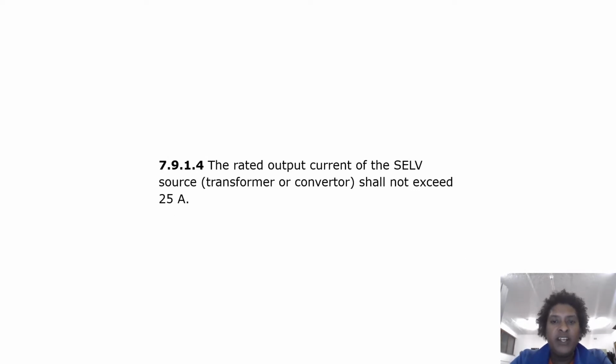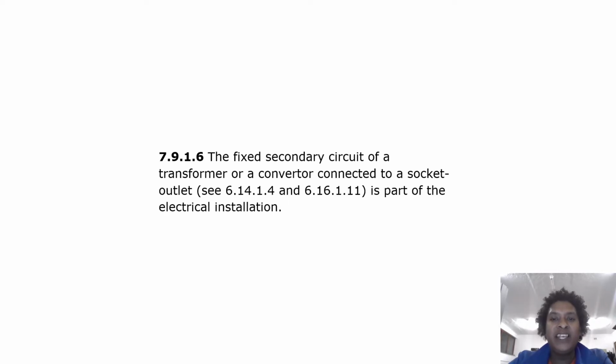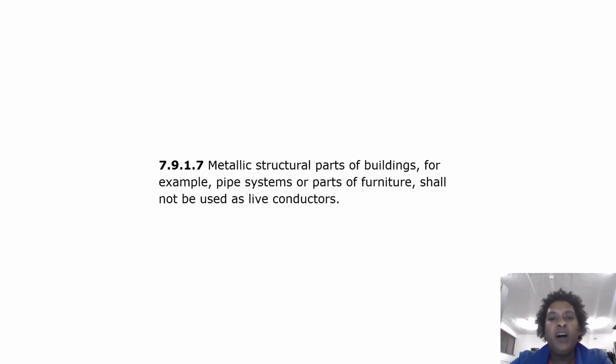The rated output current of the safety extra low voltage source, transformer or converter shall not exceed 25 amps. The secondary circuits of more than one transformer shall not be connected in parallel. The fixed secondary circuit of a transformer or converter connected to a socket outlet is part of the electrical installation. Metallic structural parts of buildings, for example, pipe systems or parts of furniture, shall not be used as live conductors.